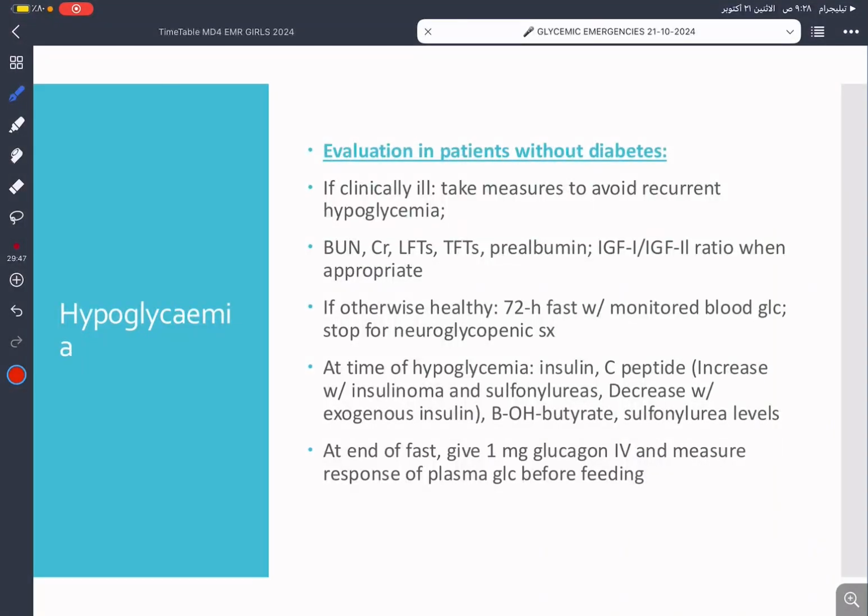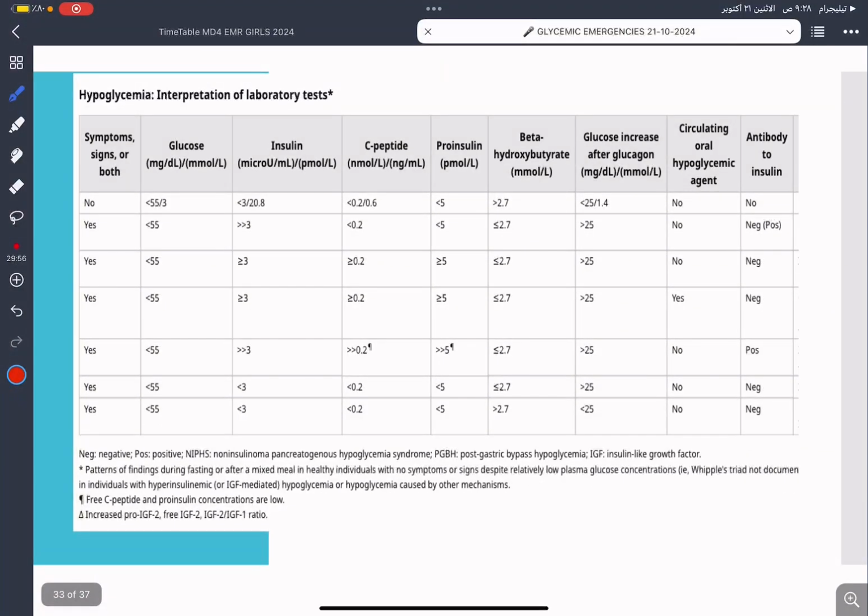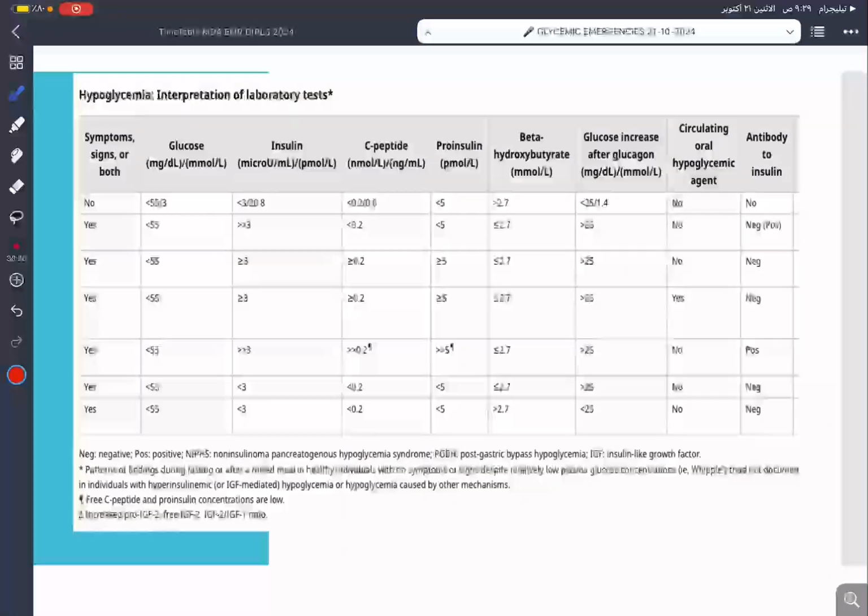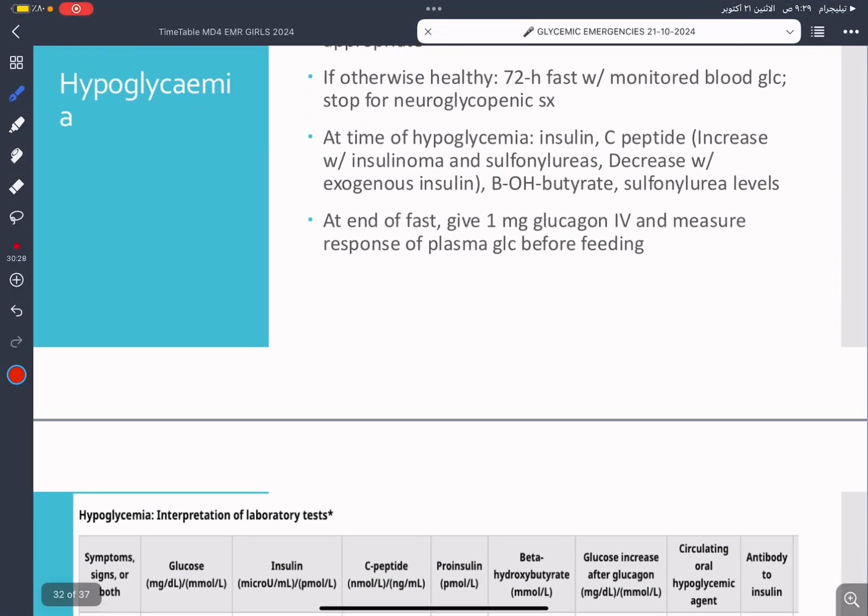You should have taken this in medicine: how to differentiate between the different diseases that cause hypoglycemia. How to differentiate insulinoma from someone taking sulfonylurea or exogenous insulin. Sometimes people inject themselves with insulin or take extra pills of sulfonylurea and present with hypoglycemia. How do we differentiate them from insulinoma? By checking proinsulin and C-peptide. This is not required from you, but it is for your knowledge.